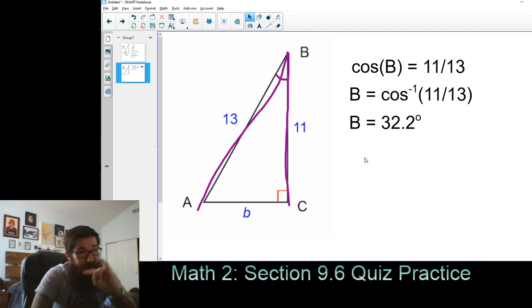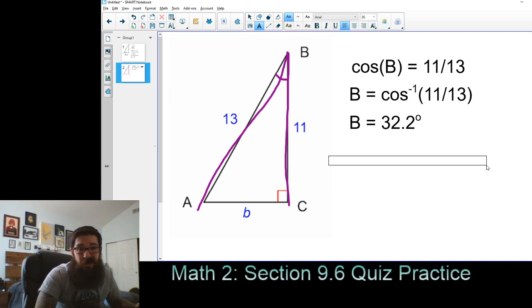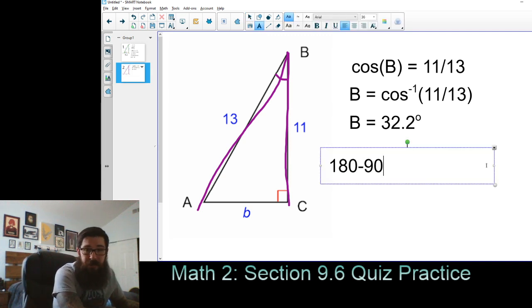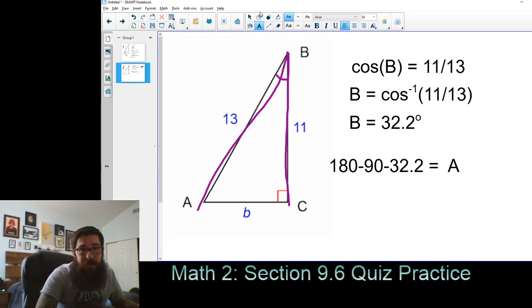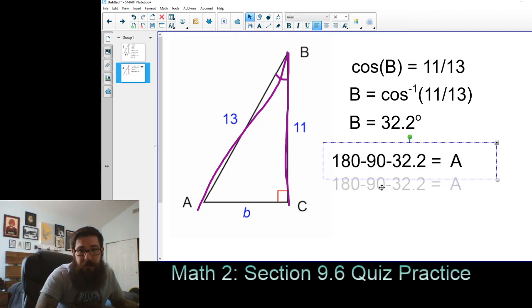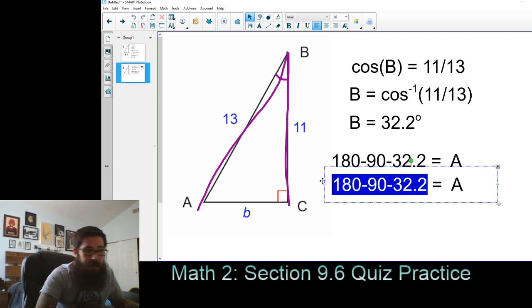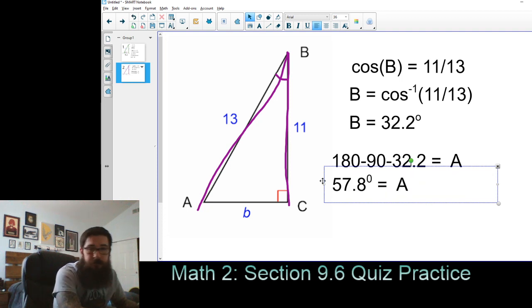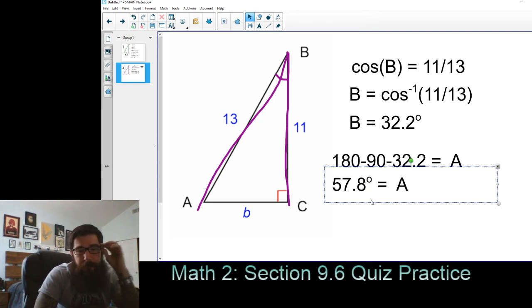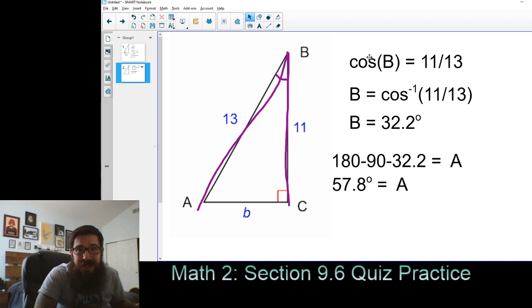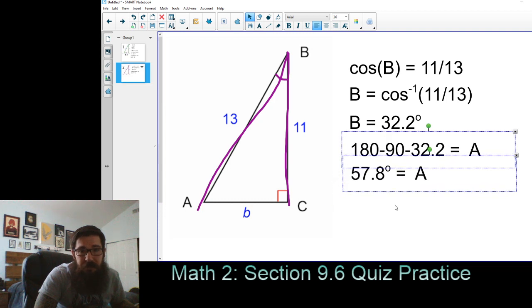Or every time I have two angles, I'm going to personally do 180 minus 90 minus the second angle. That's going to equal my A, and we already know that that's going to come out to 57.8. You can type it in the calculator, hooray, it's going to come out just the same. So we've got all that, right? There's a different method to approach how to find the angles.